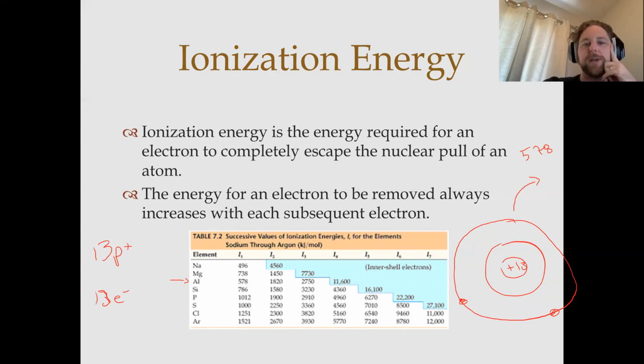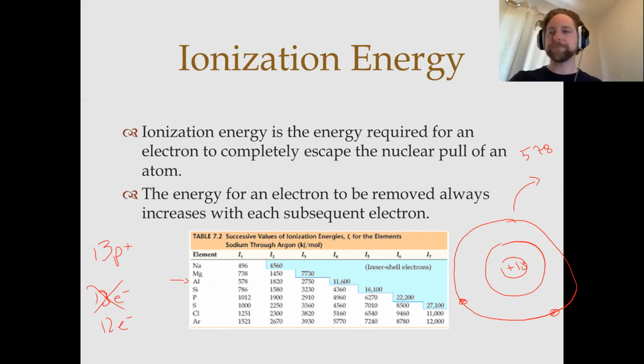But when we take an electron away, now we're down to 12, the plus 13 charge of the nucleus is now spread out between fewer electrons. Each of those electrons feels a greater pull. So every time an ionization happens where we remove an electron, all the remaining electrons on every energy level get closer to the nucleus.